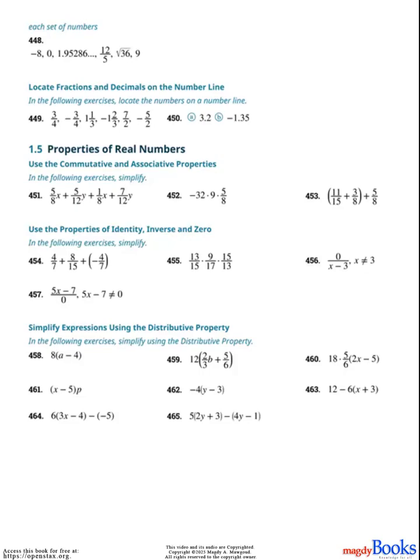461. (x minus 5)p. 462. Negative 4 times (y minus 3). 463. 12 minus 6 times (x plus 3). 464. 6 times (3x minus 4) minus (negative 5). 465. 5 times (2y plus 3) minus (4y minus 1).